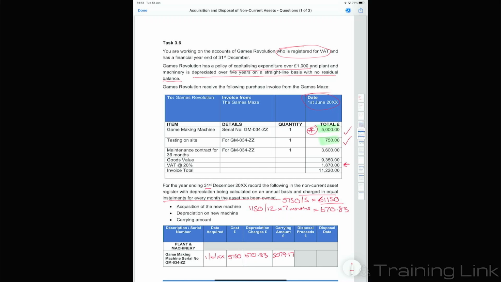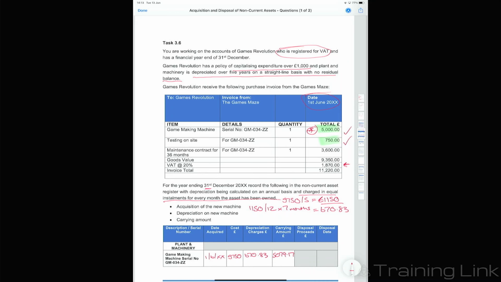Okay, what we're saying is that over that period of time from when we bought the machine to when we've now reached our financial year end, it's lost a value of £670.83, giving it a carrying amount or a current value of £5,079.17. Okay.